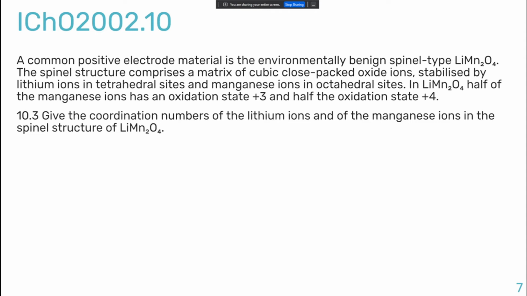That's actually all you need to know, because the question is to give the coordination numbers of the lithium ions and the manganese ions in the Spinel structure of lithium manganese 204. Just think about it. As I've stressed previously, when you read the problem, you should understand what is actually essential in this text, and you can definitely mark that lithium ions are in tetrahedral sites, manganese ions in octahedral sites. That automatically translates into coordination number of 4 for lithium ions and coordination number of 6 for manganese ions. And that is as simple as it is.